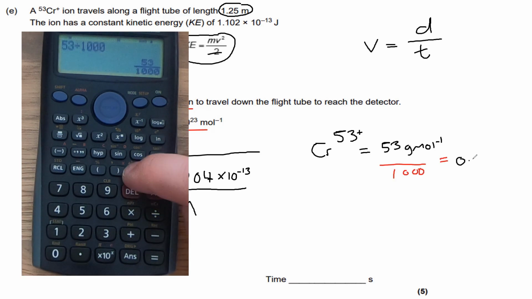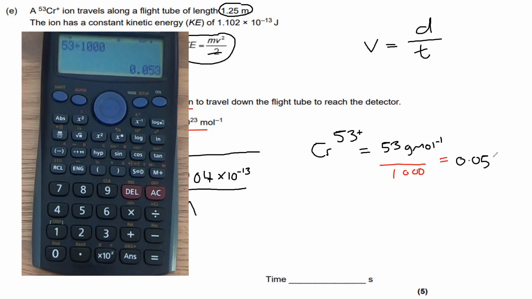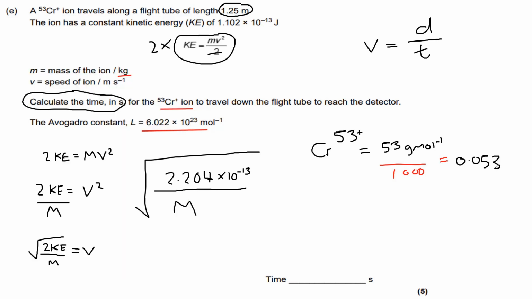We get 0.053. Lovely. That's kilograms. That's still for a mole. So there's 0.053 kilograms per mole. Let's find out how much one ion weighs. Well, there's that many ions in 1 mole. So in 0.053 kg, we've got that many ions.